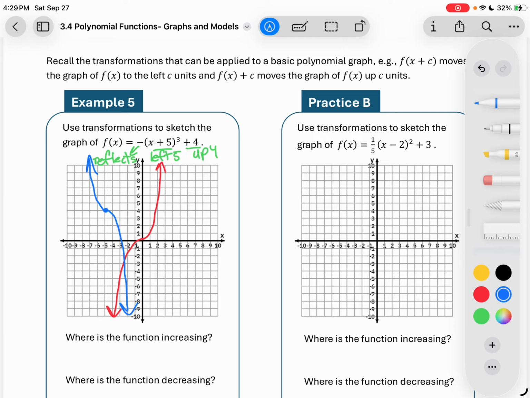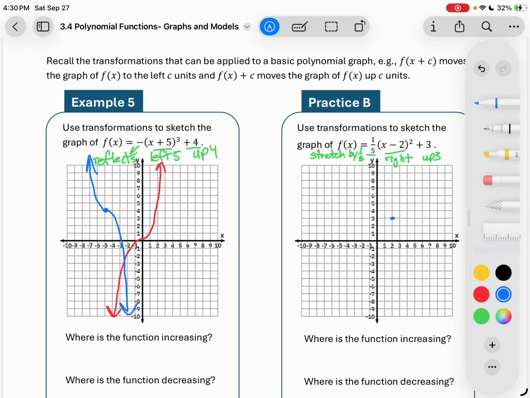On practice B, notice that the power is a power of 2. We know that's quadratic, so the shape would be a parabola. And it's been moved to the right 2 and up 3. So let's move it to the right 2 and up 3 for the vertex. And then the 1/5 is a vertical stretch by a factor of 1/5. So this one's kind of interesting.